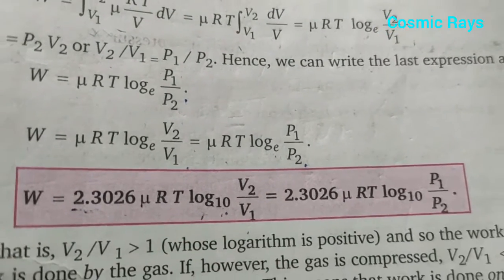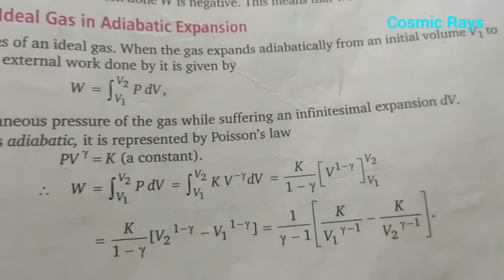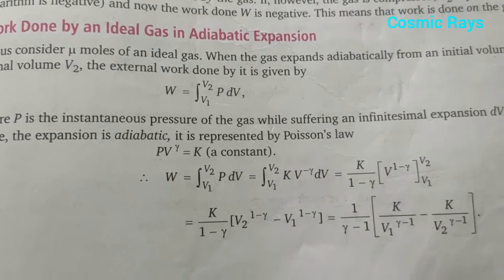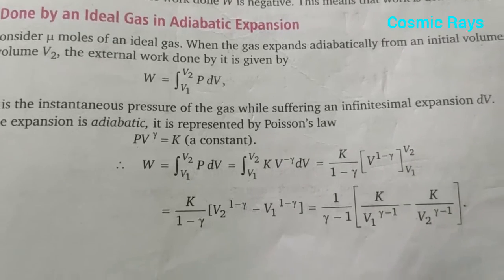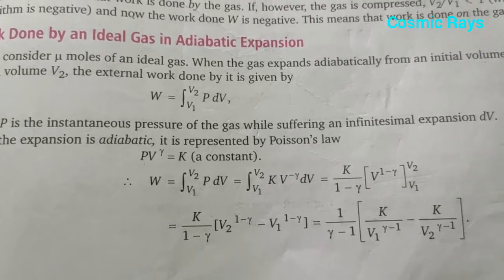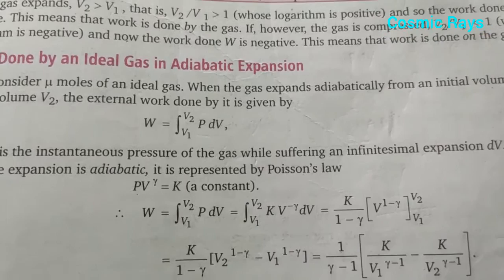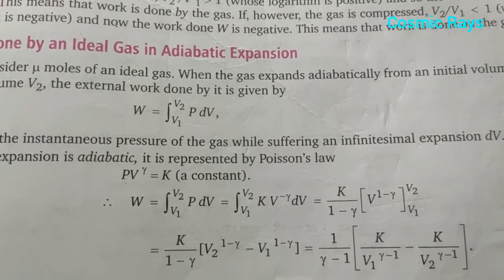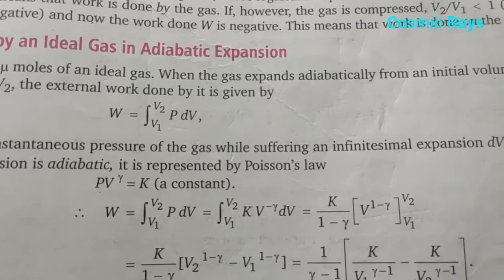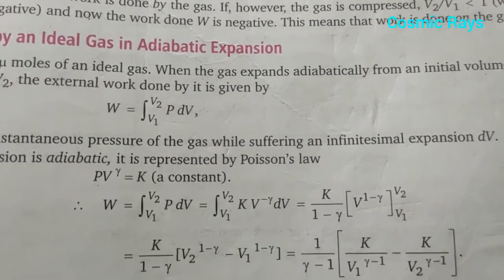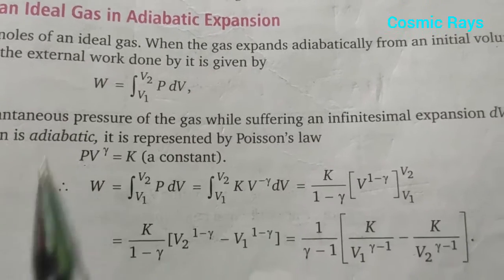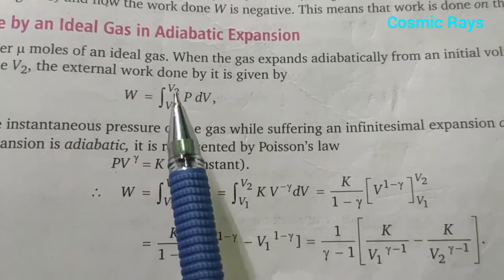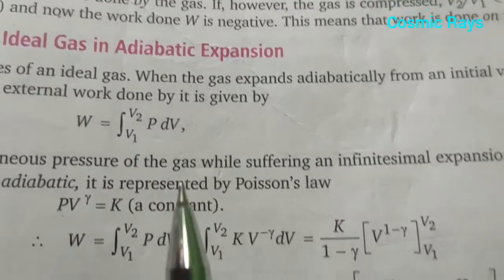Now we try to understand the work done by an ideal gas in adiabatic expansion. So for the work done by an ideal gas in adiabatic expansion, we again consider mu moles of the ideal gas and we allow it to expand adiabatically. So it goes from initial volume V1 to final volume V2. Then the work done by the gas is given as W equal to integration from V1 to V2 P dV, same like the previous case.